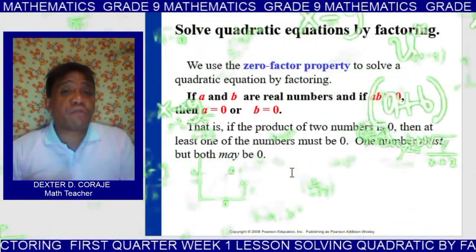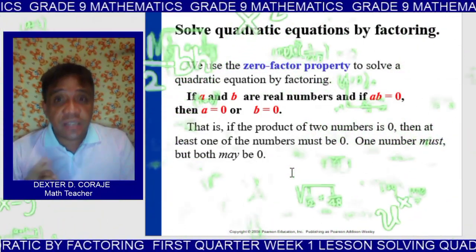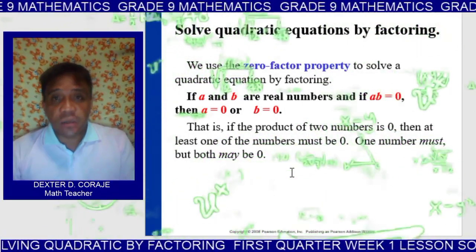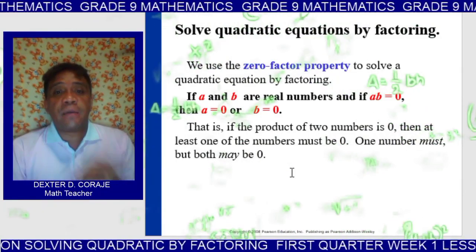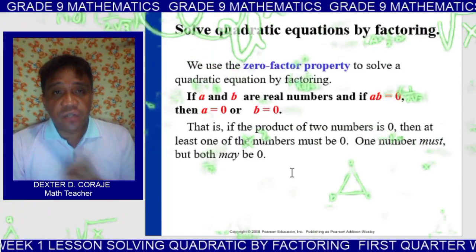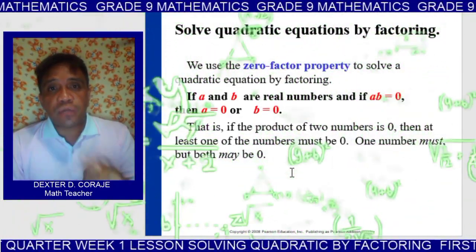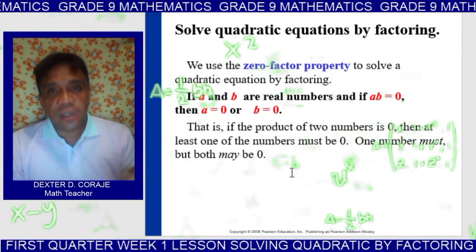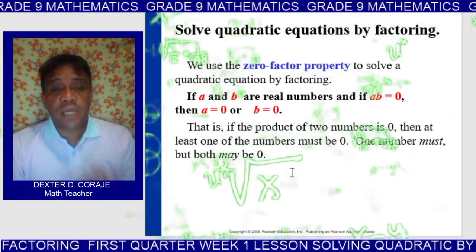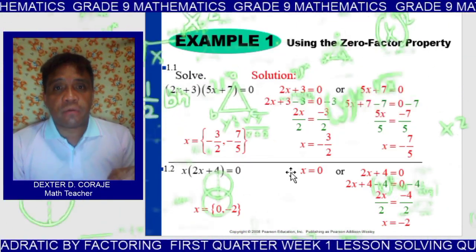What is this zero factor property? If a and b are real numbers, and if ab is equal to 0, then either a is equal to 0 or b is equal to 0. Take note that a and b here are both factors, and their product is equal to 0. So either of the two must be 0. Because if we multiply and either of the two factors is 0, the result is still 0, right? So take note of that. Either of the two must be 0, or both may be 0.